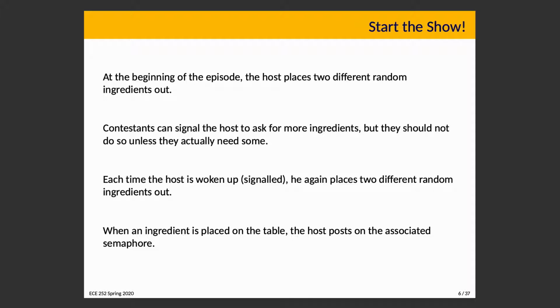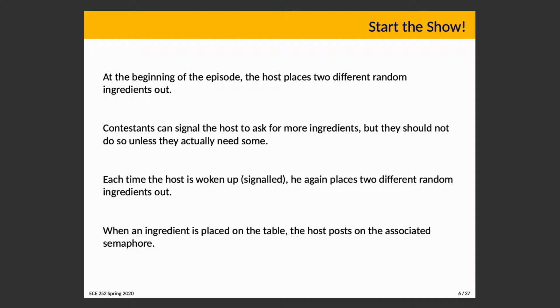Contestants can signal the host to ask for more ingredients, but they shouldn't do so unless they actually need something. If you currently have what you need, then you focus on making pizza and you don't tell the host to put out more ingredients. Every time the host is woken up, the host again places two different random ingredients out on the table. And when an ingredient is placed on the table, just to give you some idea of how the communication happens, the host posts on the semaphore associated with that ingredient.